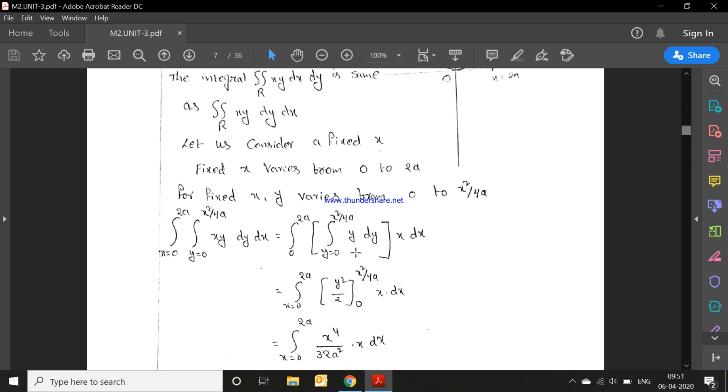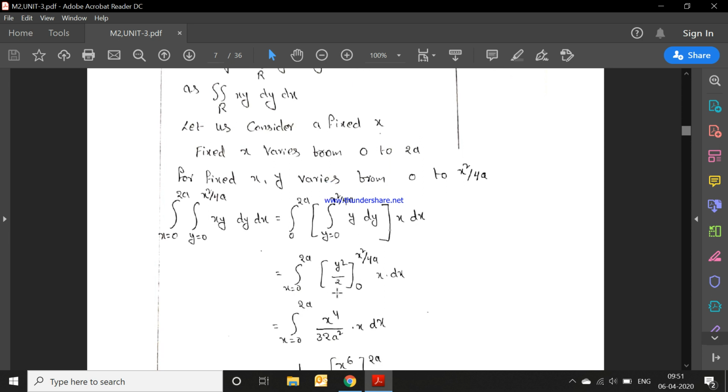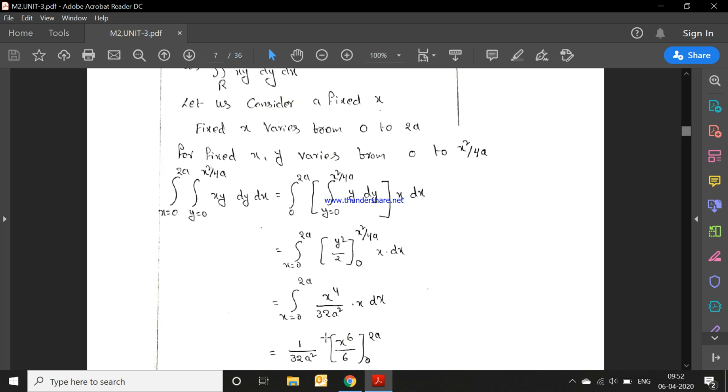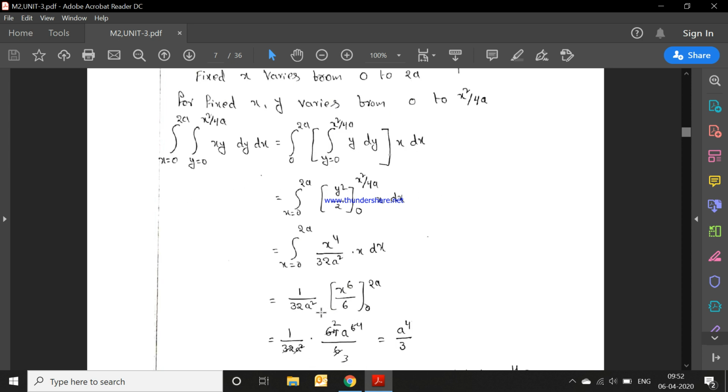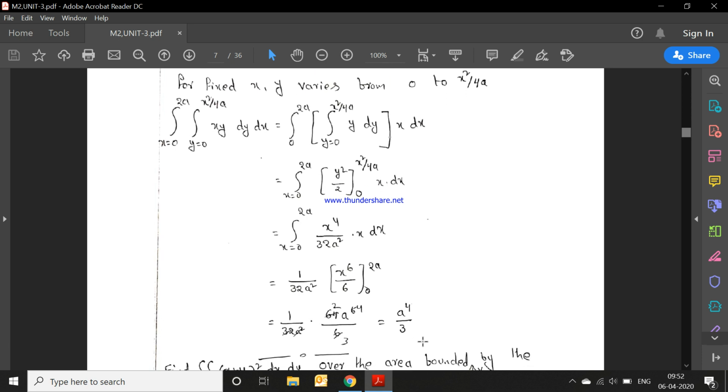First we integrate with respect to y. The y integration is y square by 2, 1 by 2 outside. Y square with the upper limit is x square by 4a whole square, so x power 4 by 16a square multiplied by 1 by 2, we get 1 by 32a square, which is a constant. Next, x power 4 into x gives x power 5. The x power 5 integration is x power 6 by 6. Limits are 0 to 2a. If you substitute the limits, we get the solution a power 4 by 3.